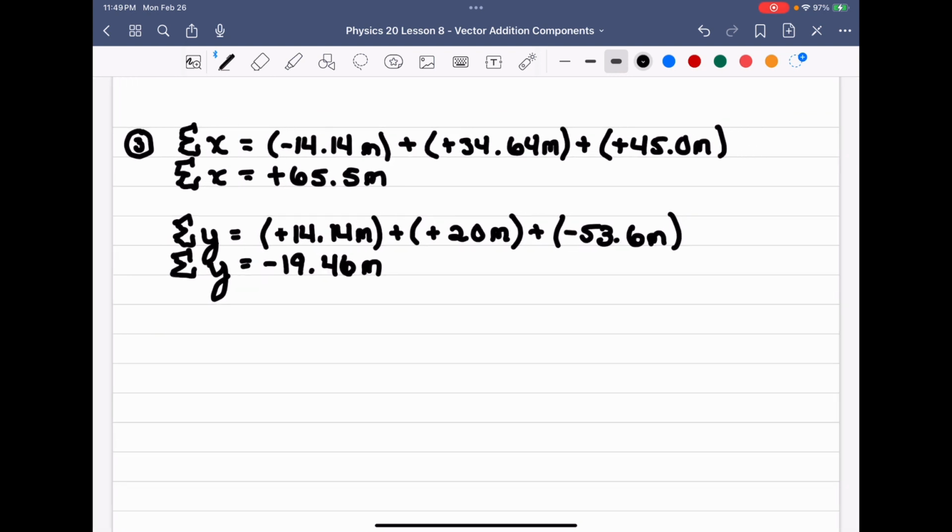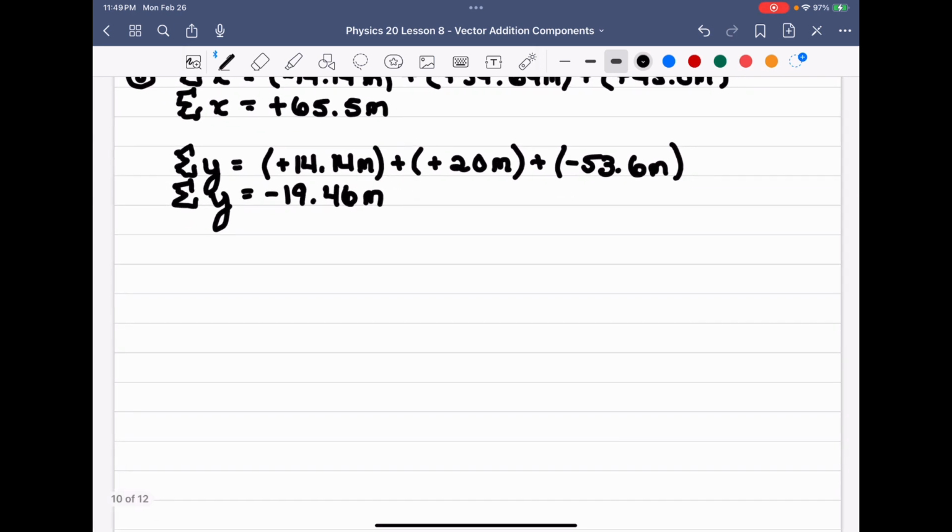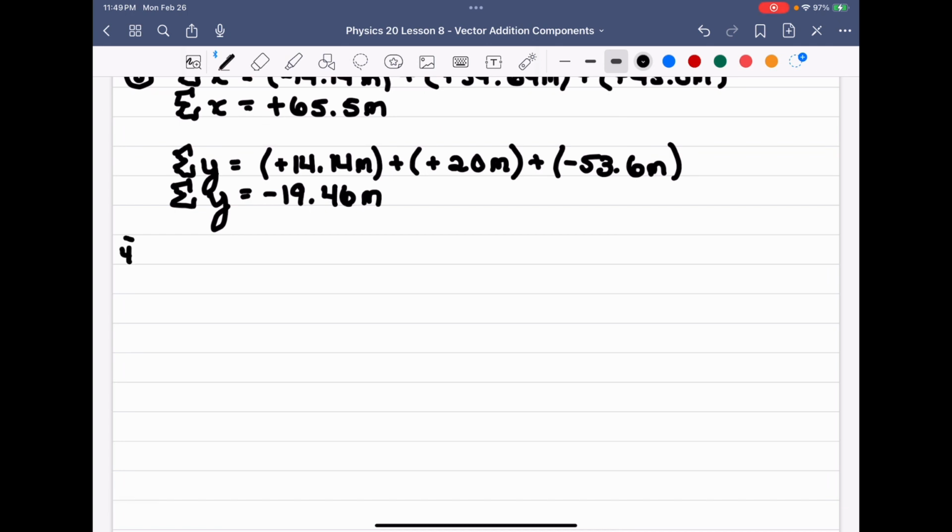Now, you're probably thinking, how does this help us? Well, again, just like we did in lesson 7, once we had summed our components of x and y, we could put these all together to give us some sort of triangle that is representative of the overall displacement of this man. And so here's what we're going to do. For step number 4, I'm going to draw out a basic Cartesian plane and sketch out the sum of the x and the sum of the y.